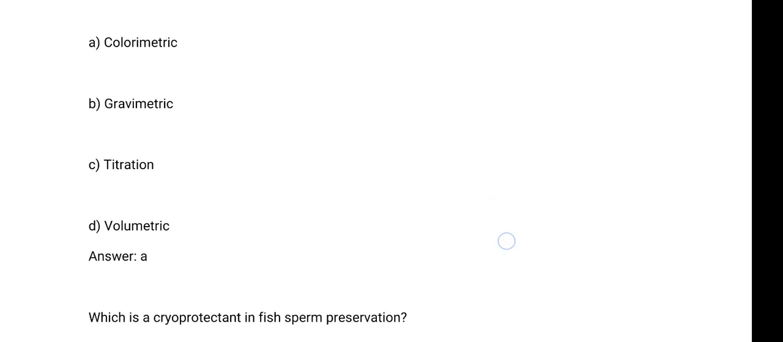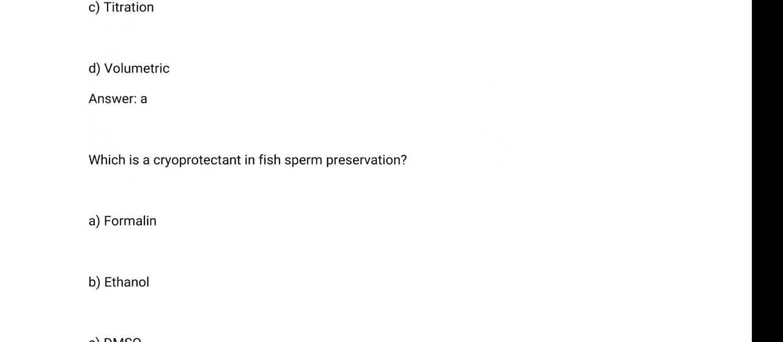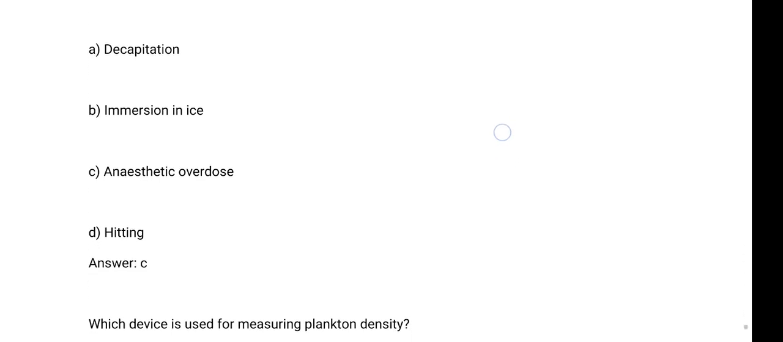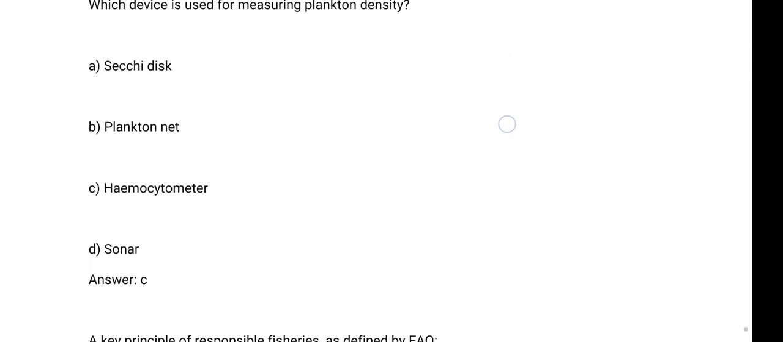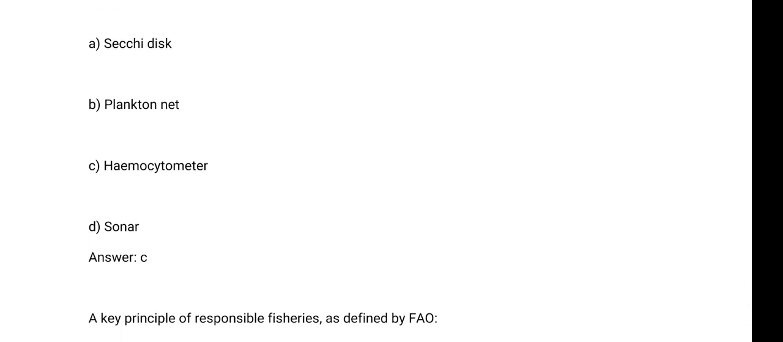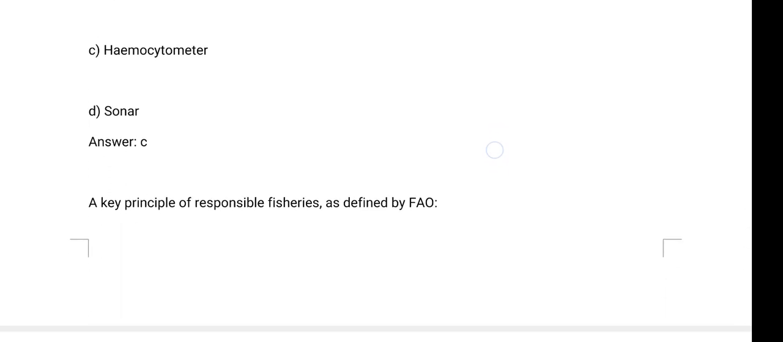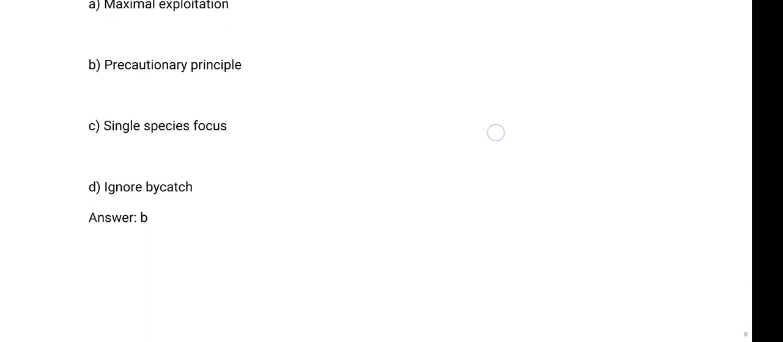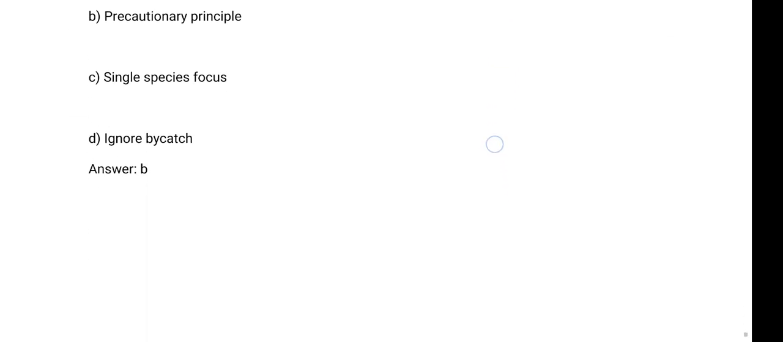What is the fastest test for ammonia in water? So it is colorimetric analysis. Which is a cryoprotectant in fish sperm preservation? So it is DMSO. Most humane method for euthanizing experimental fishes, it is anesthetic overdose. Which device is used for measuring plankton density? So it is hemocytometer. A key principle of responsible fisheries as defined by FAO is, so it is the precautionary principle.